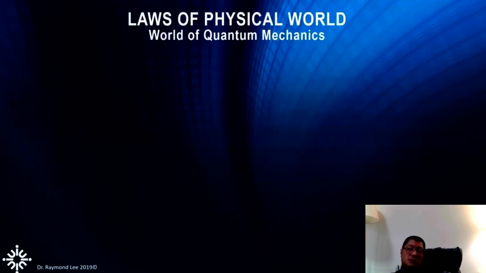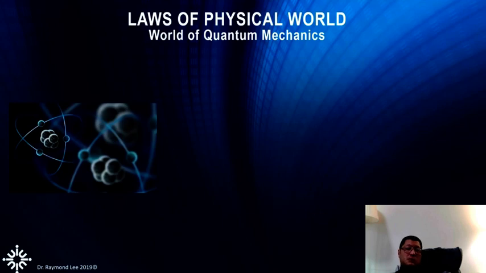So, in other words, it's the world of quantum mechanics. In terms of quantum mechanics, we talk about another world, more often the extremely small world, what we call the subatomic world. Subatomic world means the world of the atom and inside the atom, just like you see in this chart.